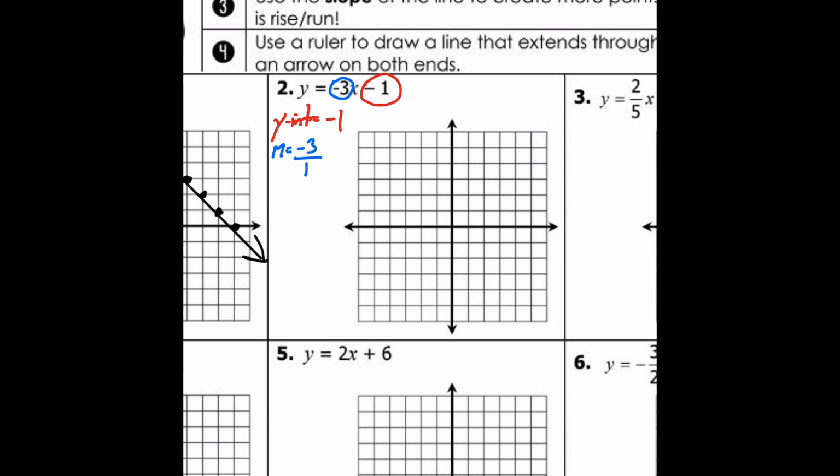So let's graph it. I'm always going to start at my y-intercept. So I go to my origin, I go down 1. There is y equals -1. Now my slope says I'm going down 3 and over 1. Again, I have a negative slope.